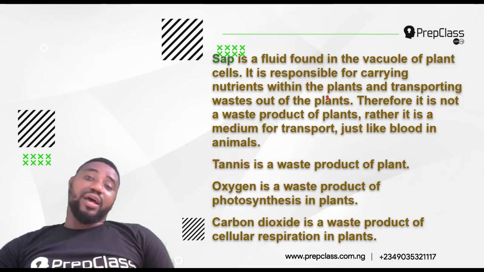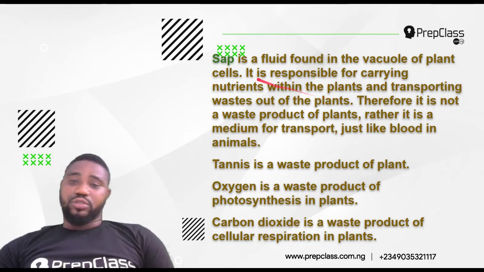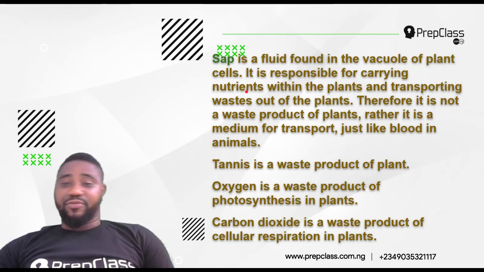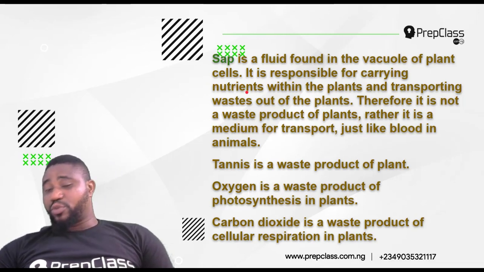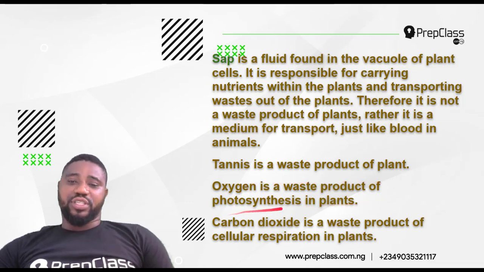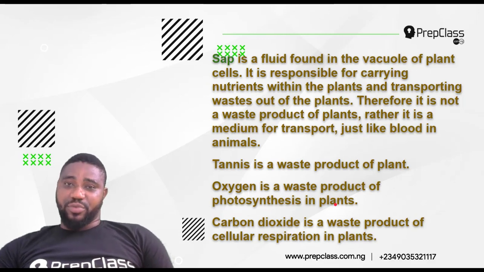Just like blood carries digested foods and enzymes, and blood carries waste products, so does sap. Sap carries food nutrients, sap carries waste products out of the plant. So tannin is a kind of waste product from a plant. Oxygen is a waste product of photosynthesis in plants. Though it is very important in respiration, in plant photosynthesis, oxygen comes out as waste. So you can classify oxygen as a waste, you can classify tannin as a waste.